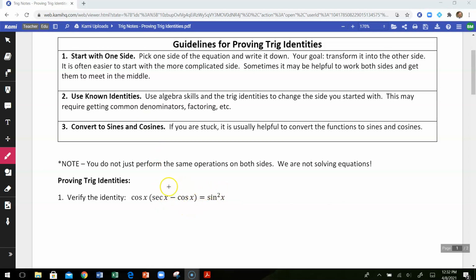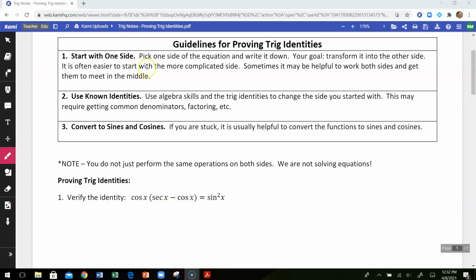So just a heads up, if you look at number 1 here, we're going to verify that this identity is true, that cosine times secant minus cosine is equal to sine squared. Now, this looks like an equation, right? It looks like some algebraic equation that I could maybe try to solve. But if you think about the way that you solve equations, that's not the way we're going to prove trig identities, okay? So we're not going to do whatever we do to one side do to the other process that we do with solving equations.